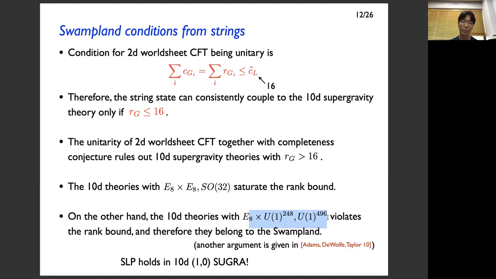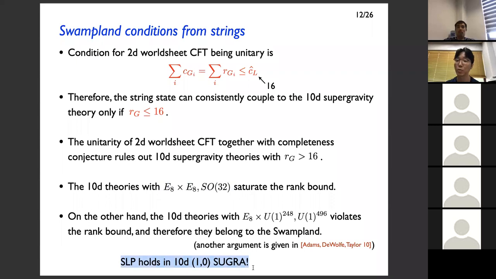So it means only these two theories are consistent supergravity theories, and they are all realized in string theory as heterotic string theory. So the string Swampland principle holds in 10D N=(1,0) supergravity theories. Any questions?